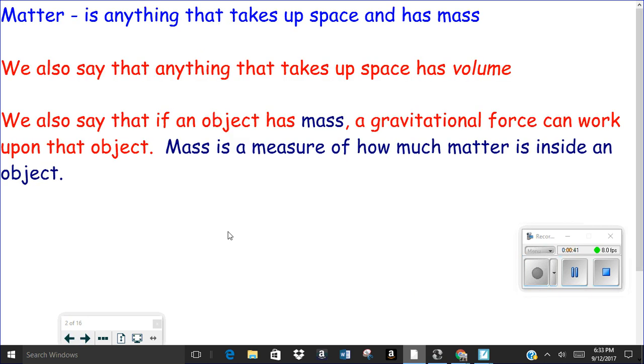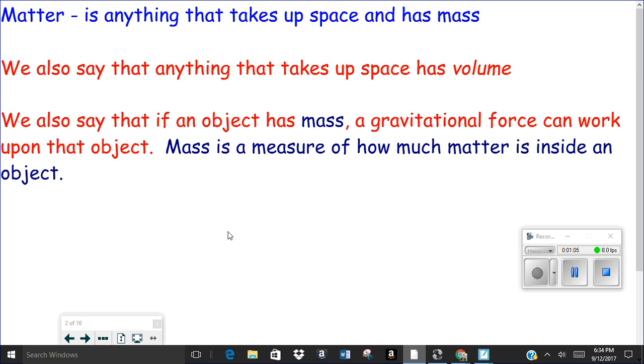Definitions. Matter is anything that takes up space and has mass. This is the most simplistic definition of mass that we know. If something takes up space, we say it has volume. If something has mass, we can say that a gravitational force can work upon that object. That's kind of the physics definition of mass.